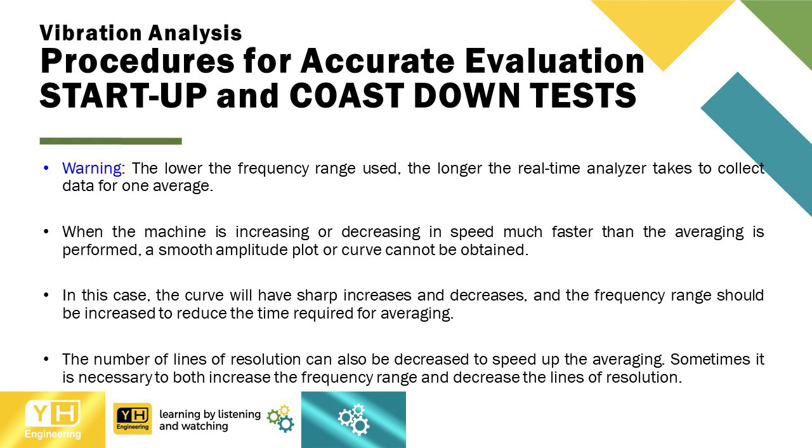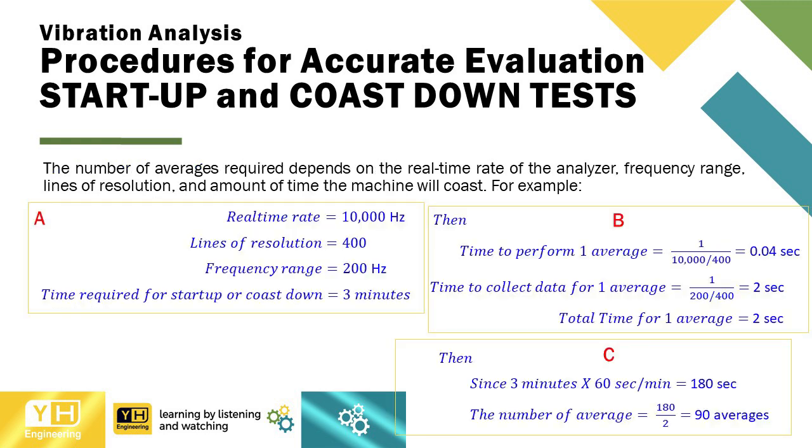In this case, the curve will have sharp increases and decreases, and the frequency range should be increased to reduce the time required for averaging. The number of lines of resolution can also be decreased to speed up the averaging. Sometimes it is necessary to both increase the frequency range and decrease the lines of resolution. The number of averages required depends on the real-time rate of the analyzer, frequency range, lines of resolution, and amount of time the machine will coast.